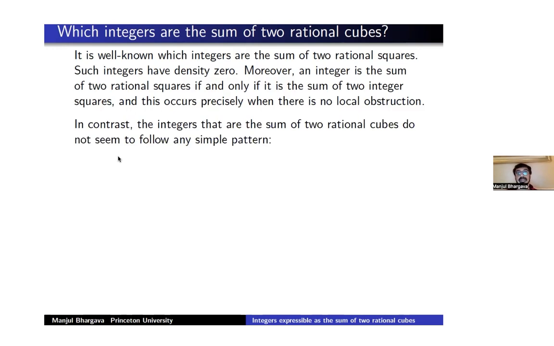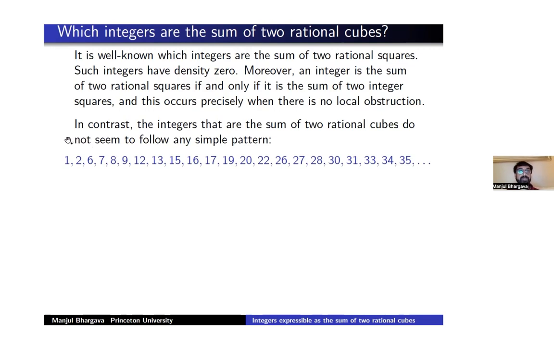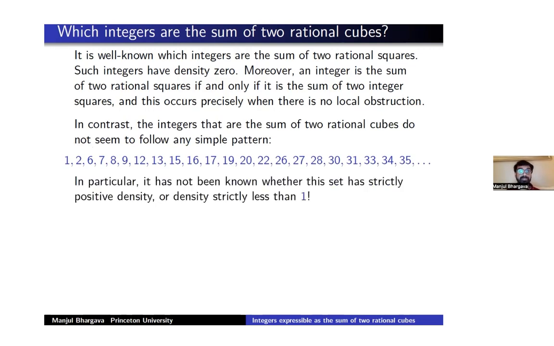In contrast, the integers that are the sum of two rational cubes don't seem to follow any simple pattern. So here are the first several integers that are the sum of two rational cubes, up to 35. There are a lot of them, but they don't seem to follow any simple pattern. It doesn't seem like there's any simple description of these integers.